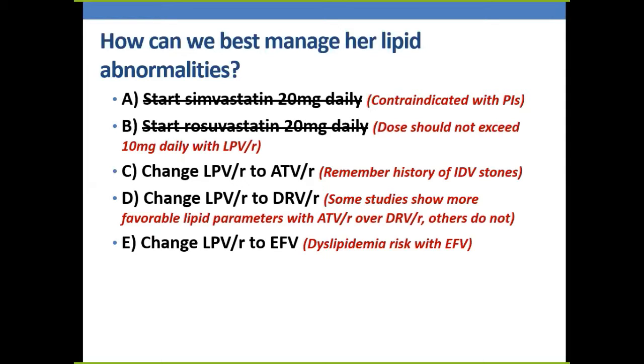We could change the lopinavir ritonavir to atazanavir ritonavir, but remember that she does have a history of stones with indinavir, and sometimes this effect can also be seen with atazanavir, so we would want to be mindful of that if we made that choice. We could also change lopinavir ritonavir to darunavir ritonavir. Some studies show more favorable lipid parameters with atazanavir ritonavir over darunavir ritonavir, and others show they're pretty much the same. We could also change lopinavir ritonavir to efavirenz, but there are also dyslipidemia side effects of efavirenz therapy. So for this patient, I'll get back to that.